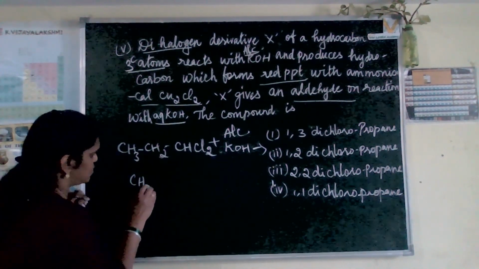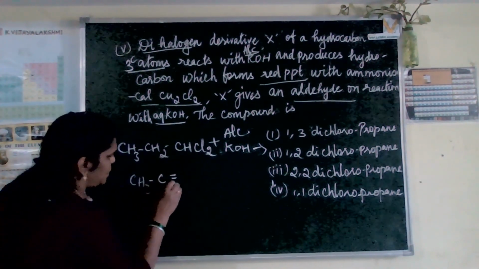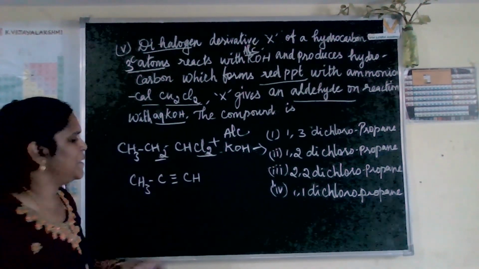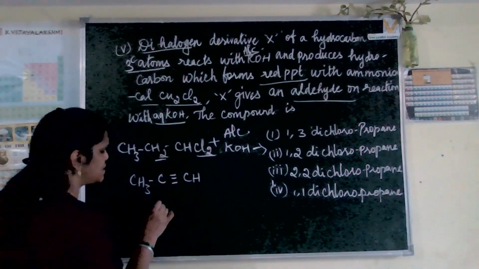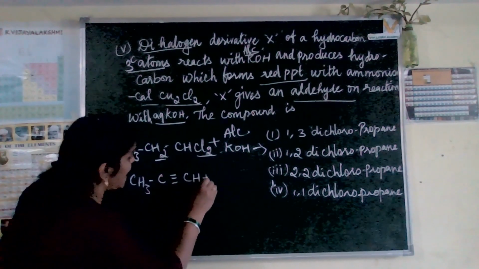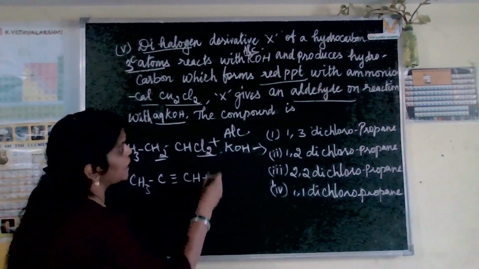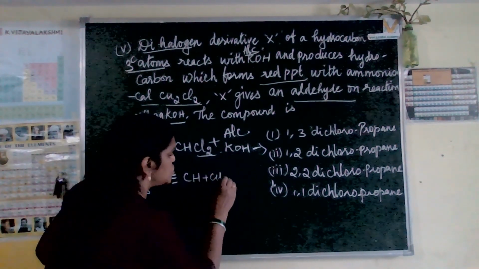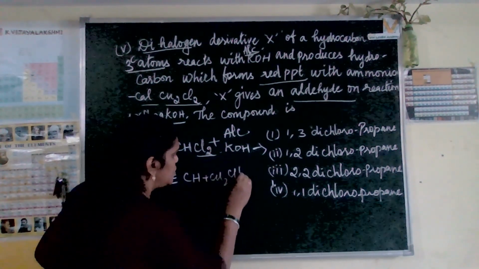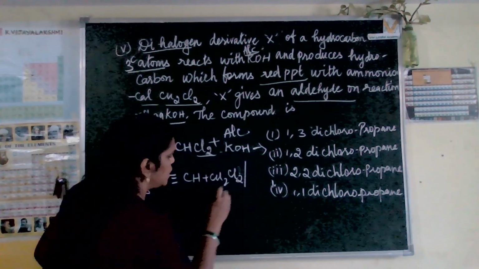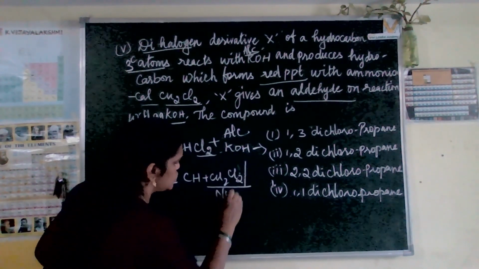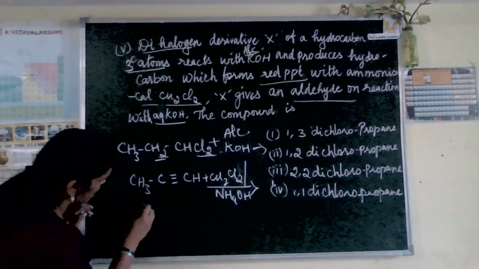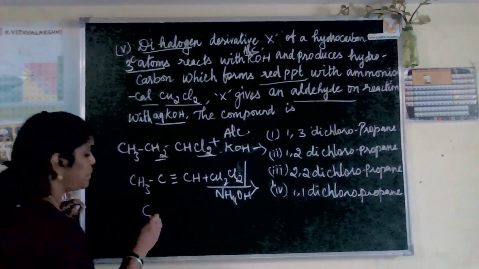So CH3 C triple bond CH. This halogen and this hydrogen both will be going out. It reacts with cuprous chloride. What is it? Ammoniacal cuprous chloride, Cu2Cl2 in ammonia, NH4OH. So what is the product? The same product, but it forms a red precipitate.